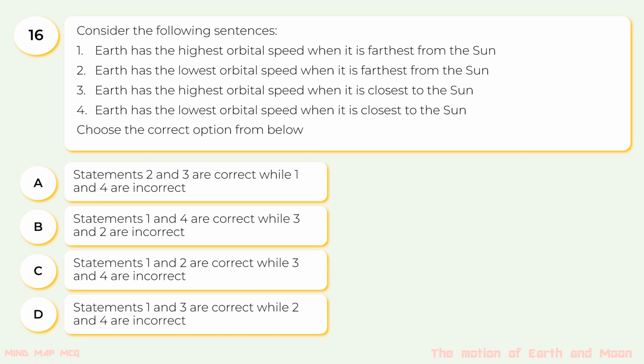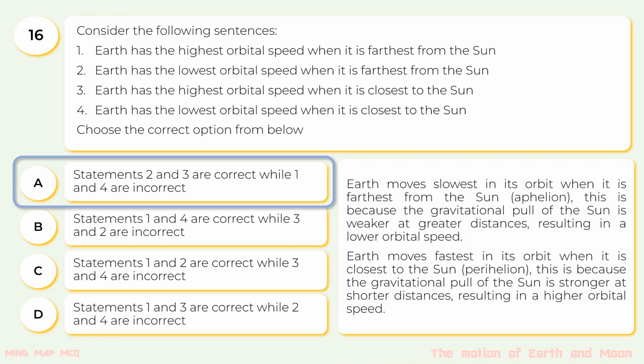Option A, statements 2 and 3 are correct while 1 and 4 are incorrect. Option B, statements 1 and 4 are correct while 3 and 2 are incorrect. Option C, statements 1 and 2 are correct while 3 and 4 are incorrect. Option D, statements 1 and 3 are correct while 2 and 4 are incorrect. The correct option is option A.